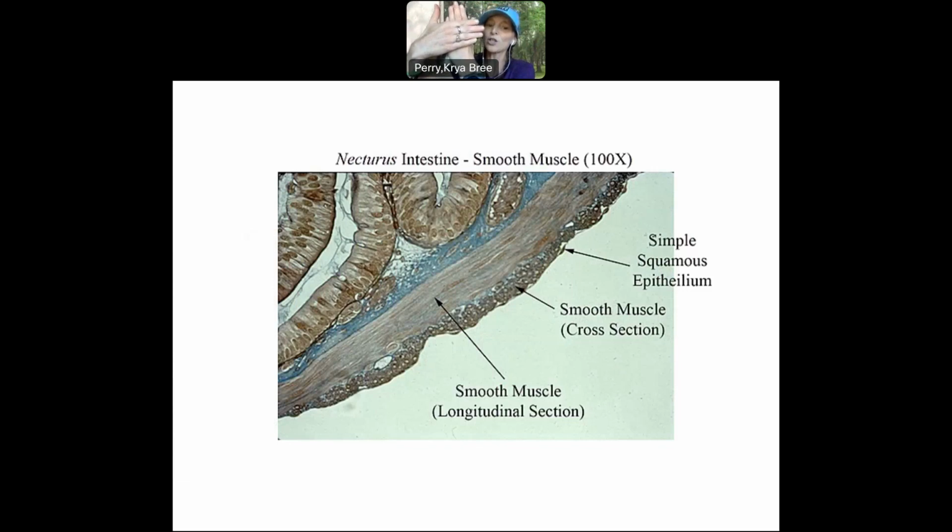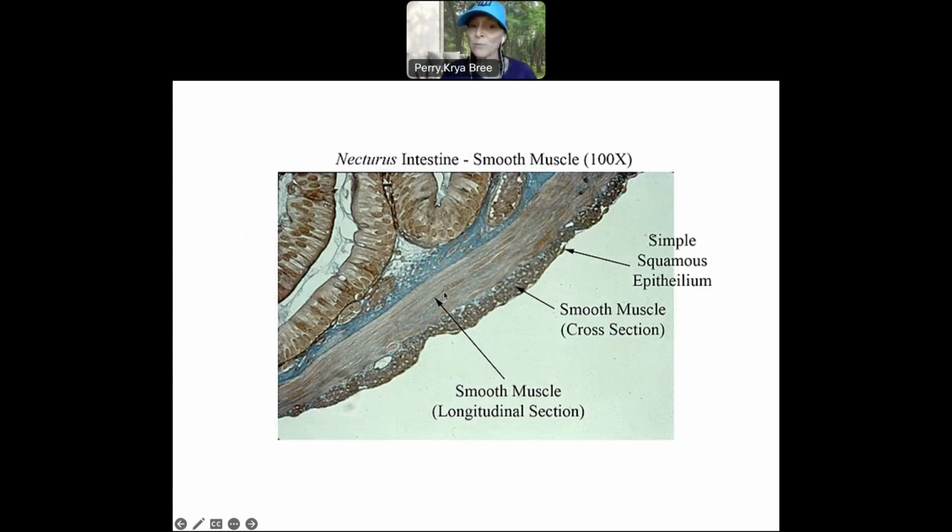So that's why in this section, the inner layer looks like a longitudinal section, and then here you have a cross section. That's because those two muscle tissue layers of smooth muscle are crisscrossing each other.